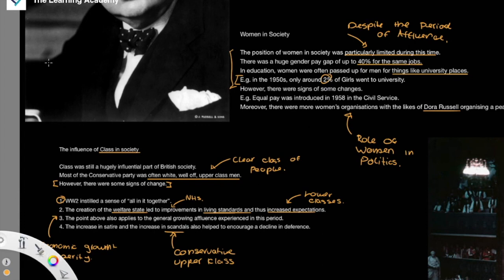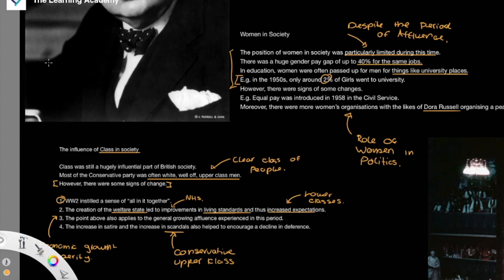However, at the same time, we still see the winds of change. Towards the end of the 1950s, we see the introduction of some equal pay rules, and we start to see women increase in their political participation with the likes of Dora Russell, for example.